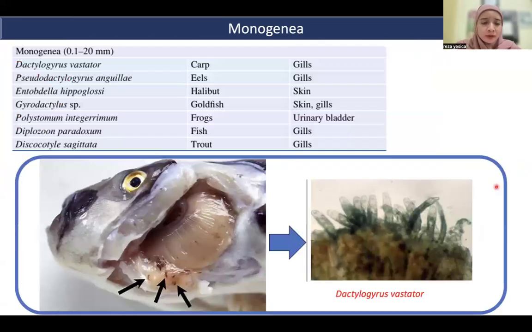This is several species of monogeneans. They are Dactylogyrus vastator and so on. Also Gyrodactylus, they are almost the same. However, Dactylogyrus vastator is found in gills, while Gyrodactylus is found in skin and gills. And this is the morphology of Dactylogyrus. They are found in the gills of crayfish. And this is what you see if you do microscope examination of these samples.